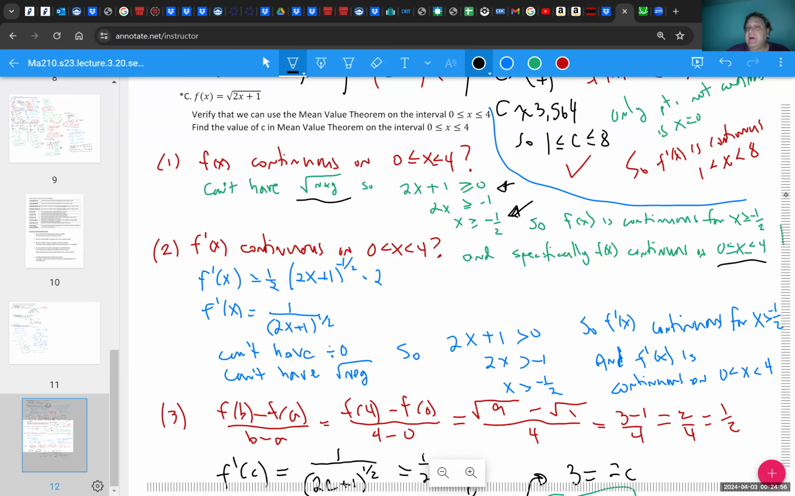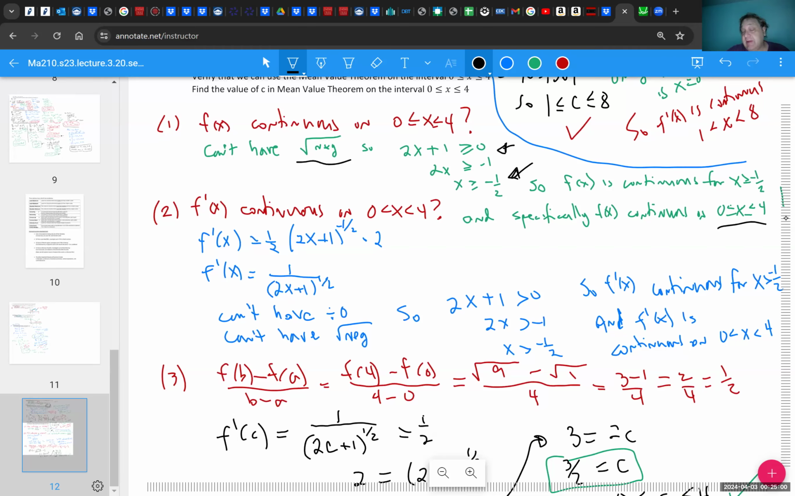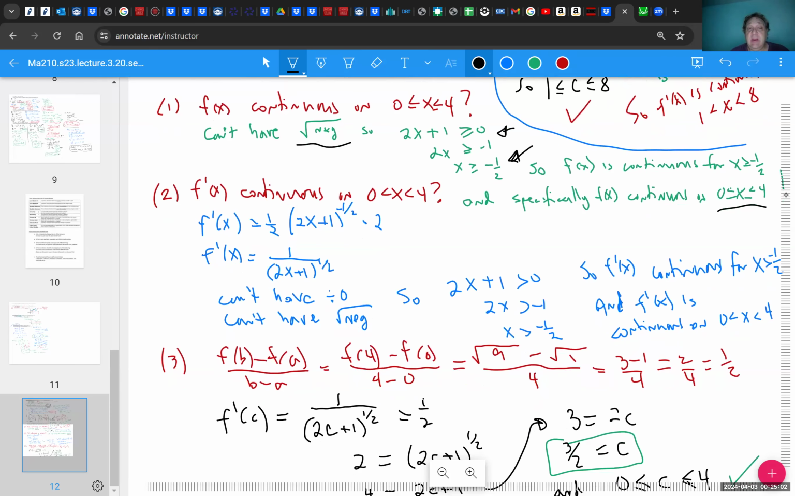Second part of the mean value theorem says that the derivative needs to be continuous on that interval, not necessarily at the endpoints of that interval. So first I computed the derivative using the chain rule, and I simplified a little bit. It is a fraction. It also has a square root. 1/2 is a square root. So we have two things to avoid. We can't have division by 0. That's not continuous, not computable. And we can't have a square root of a negative number as before.